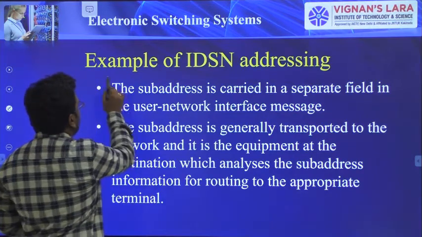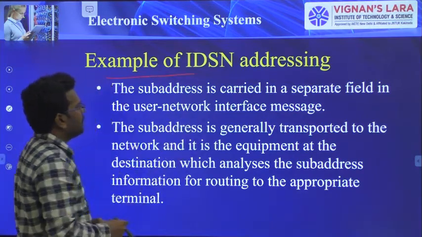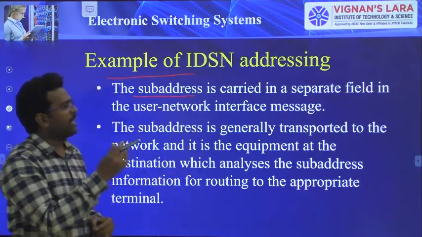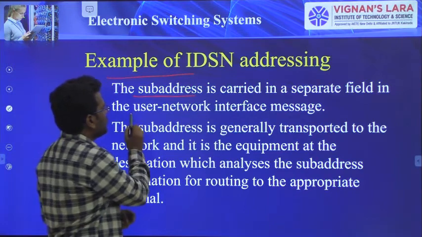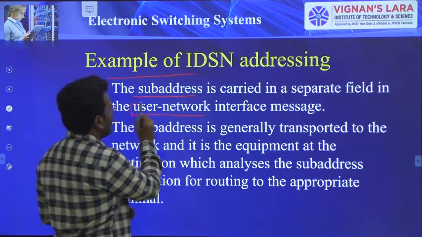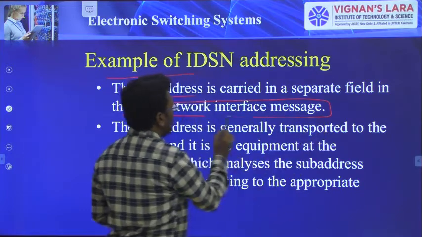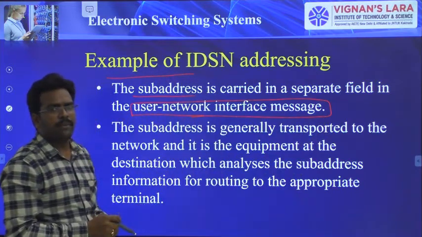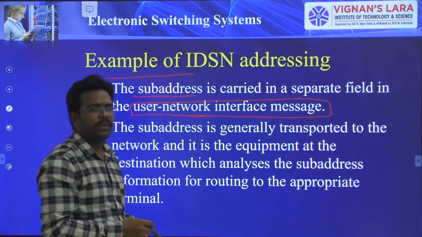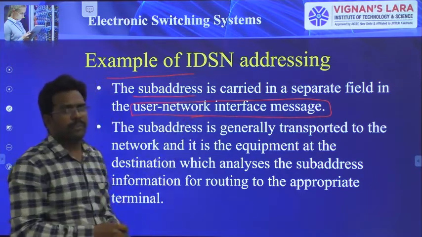So here the example of ISDN addressing is, this subaddress is carried by a separate field in the user network interface message. We already discussed these user network interface messages. We have seen 3 types of messages: conversation type and message type. So this comes under your message type.